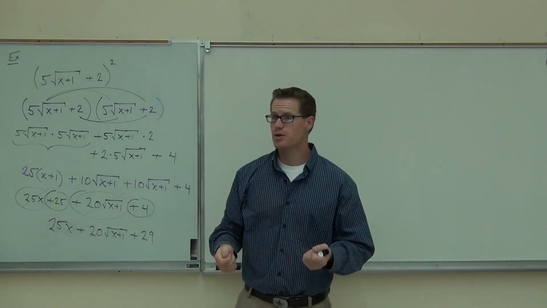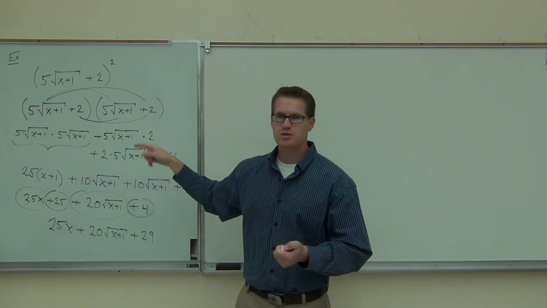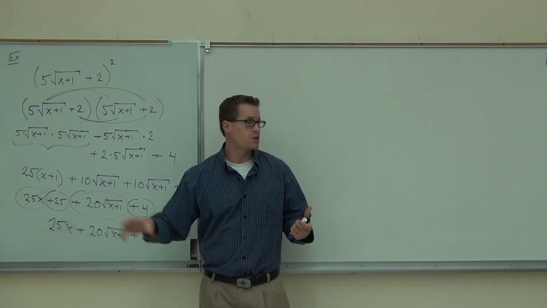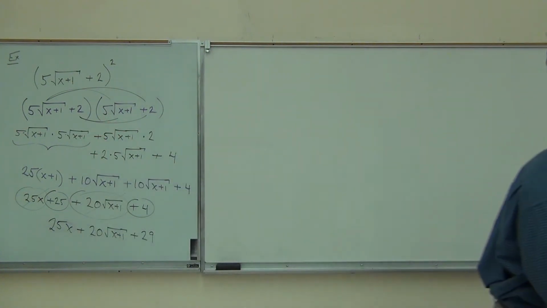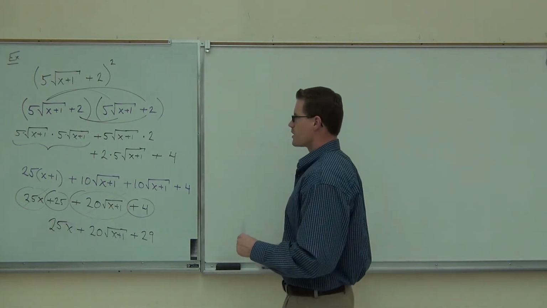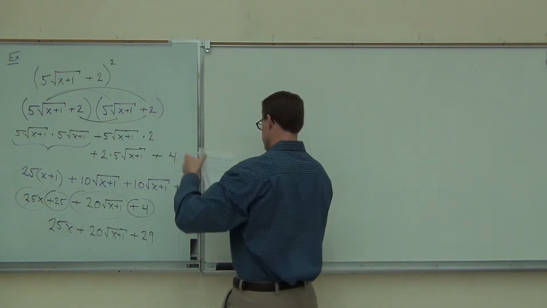Are you ready to try some on your own? Okay, I'm going to give you one like this. That will be the last type of example we do. This will probably be the most difficult type of multiplication that you're shown. So if you can do this thing, you should be feeling pretty good about yourself right now. That's a good thing. So we'll start off kind of nice and easy. We'll build up to that.